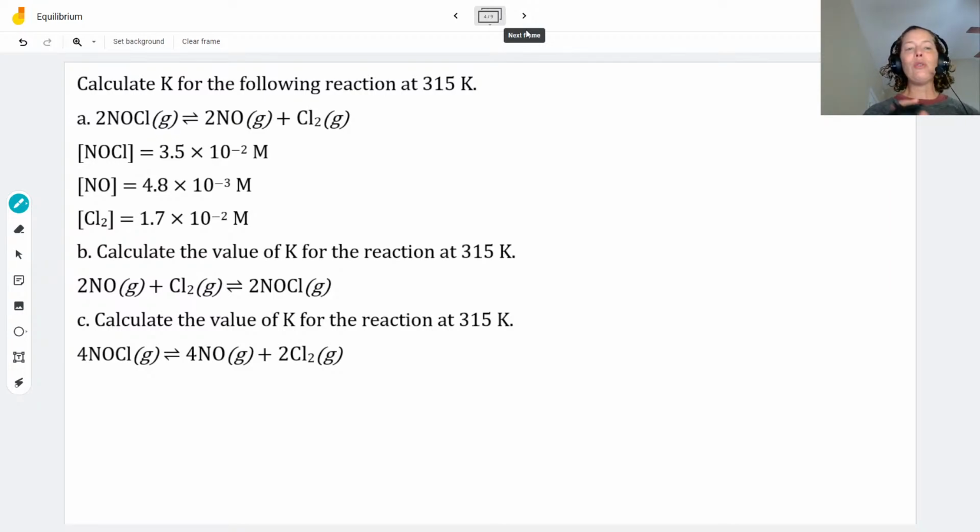Okay, so we need to calculate K for this reaction at 315. Now, most of the times when you're calculating K or using K, they will give you a temperature. This is because the value of K changes with changing temperature. We'll talk about how to predict those shifts a little bit later when we talk about Le Chatelier's principle. But this is why these problems specify a specific temperature, and say things like the temperature is held constant. Because K does change with changing temperature, but we don't actually have to use this number for anything. It's just the K at this temperature.